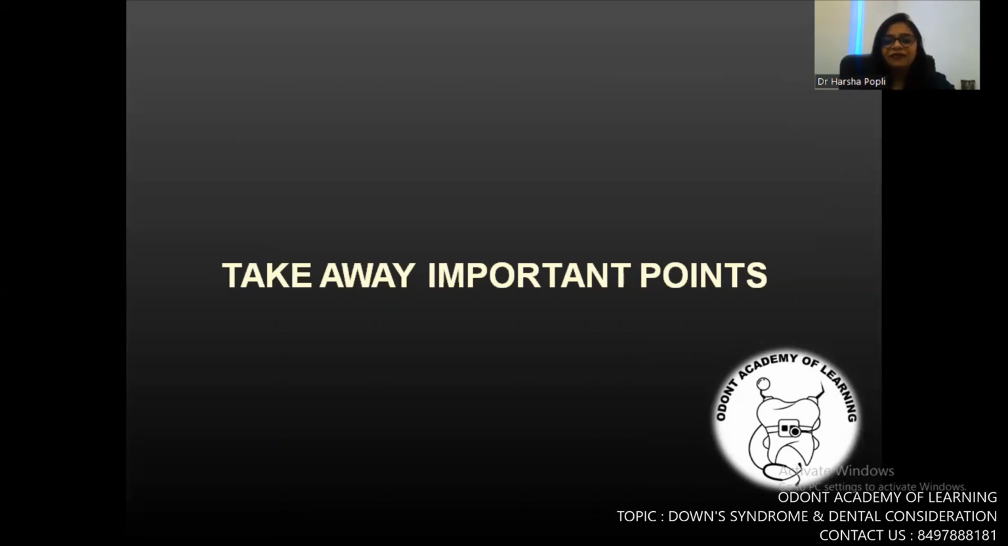Extraoral features are a flat nasal bridge, small ears, small head size, and broad and small hands. With the single palmar crease, you can see the distance between the first toe and the second toe is too much. Intraoral features: they are at a higher risk of periodontal disease. Risk of caries is less, malocclusion is severe, development of the jaw is slow, delayed eruption, hypodontia, microdontia, crossbite, bruxism. These are all the common findings which we can see.